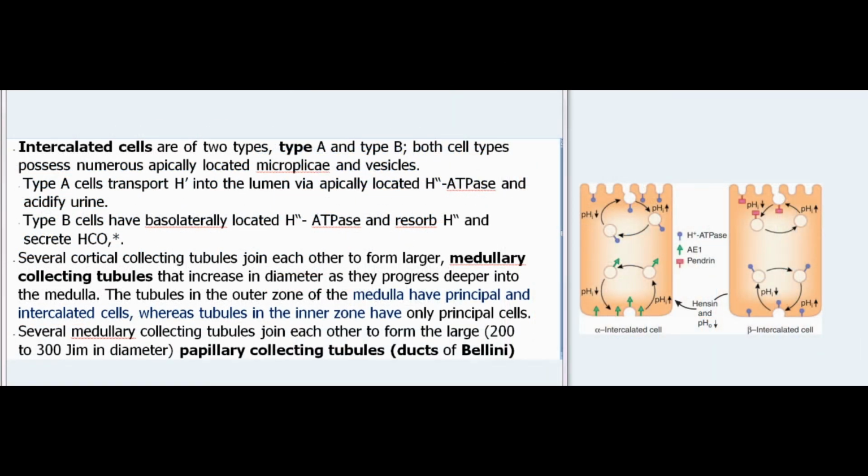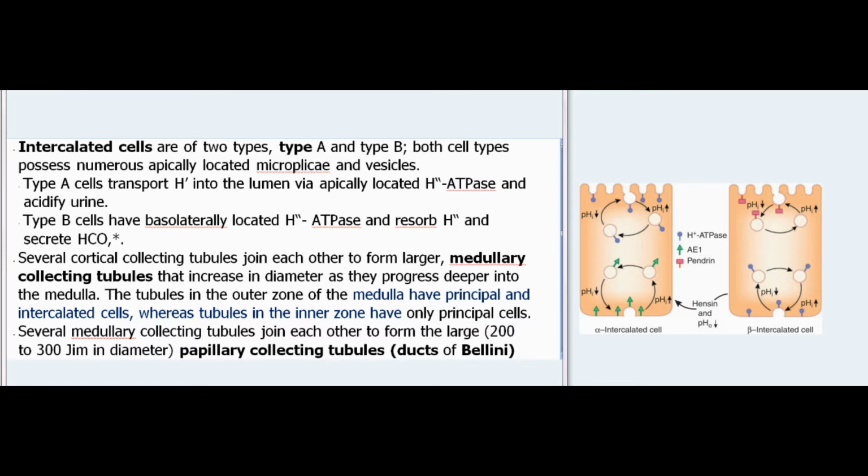Intercalated cells are of two types, type A and type B. Both cell types possess numerous apically located microplicae and vesicles. Type A cells transport H+ into the lumen via apically located H+ ATPase and acidify urine.